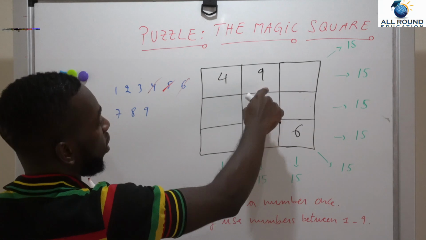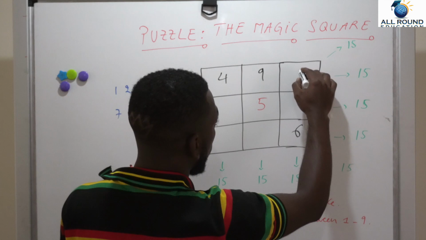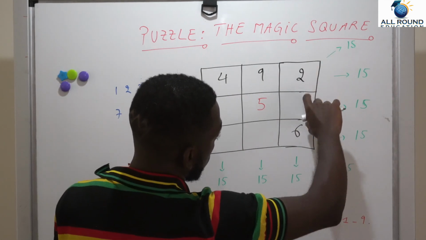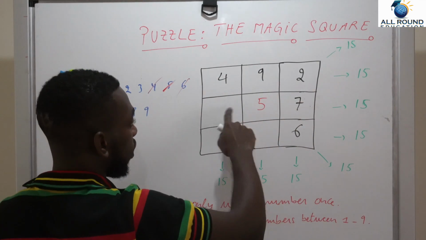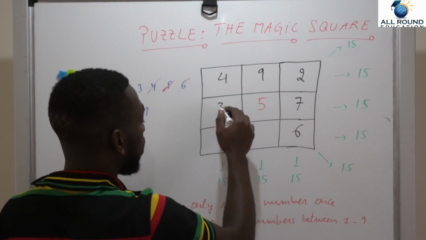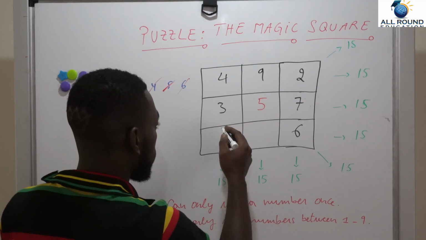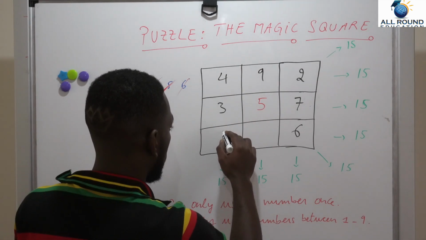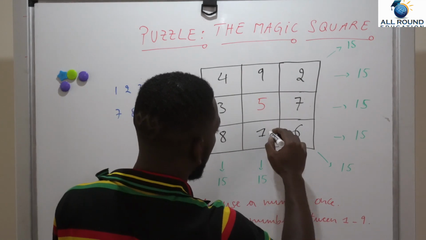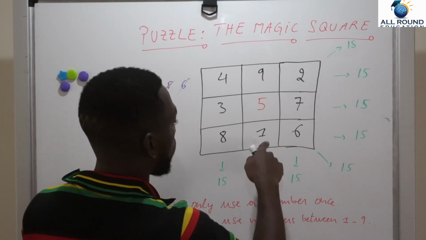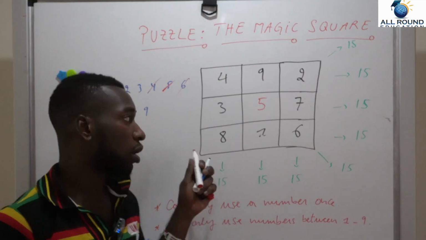If we put 9 here, then we know that 4 plus 9 is 13. Now you're forced to have 2 here, and then this 2 makes 8. Then you're forced to have 7 here, and 7 plus 5 is 12, so you're forced to have 3 here, and 4 plus 3 is 7. So you are also forced to have 8 here. Once you have 8, 8 plus 6 is 14, then you're forced to have 1 here. So this is how you solve this magic square.